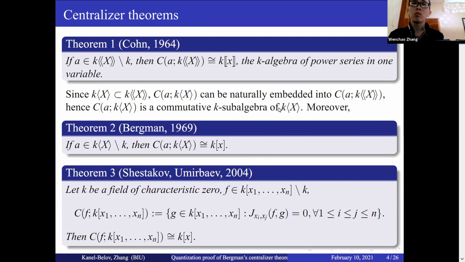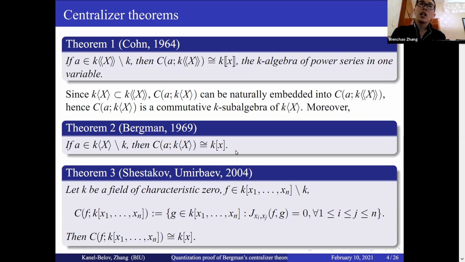We want more, and this actually was a hypothesis by Cohn and his student. G.M. Bergman proved this in his PhD thesis in 1969: if a is a non-scalar element of the free associative algebra, then the centralizer is isomorphic to the one-dimensional polynomial algebra. So this is what we want to reprove, or prove using a new method, in this talk.